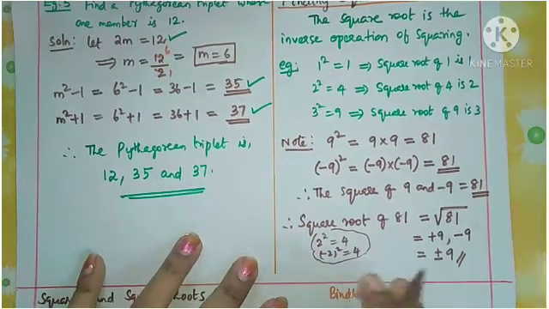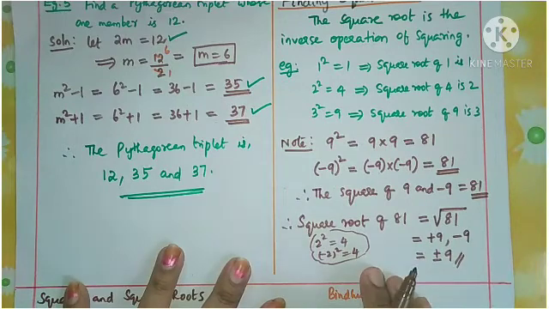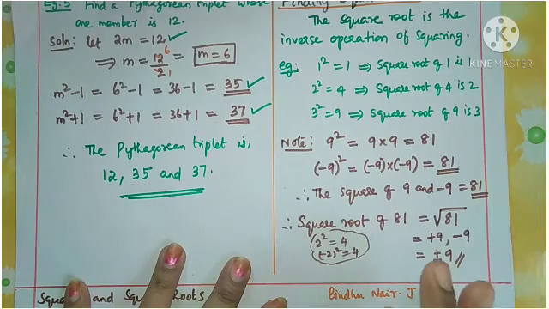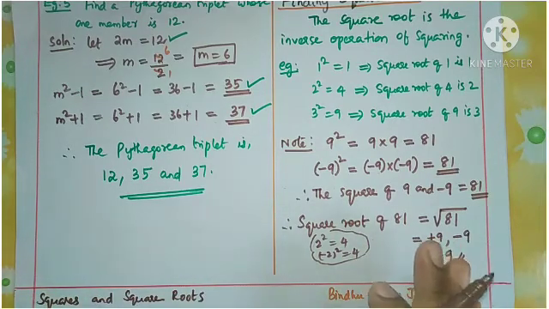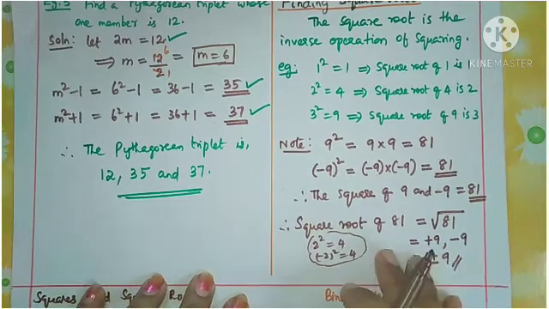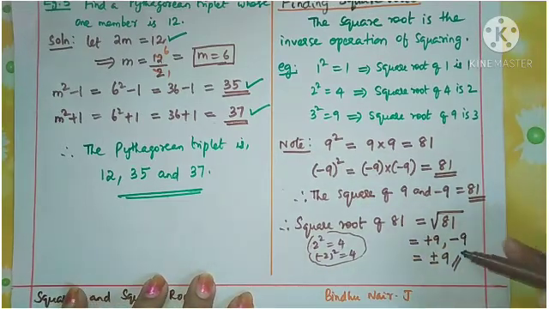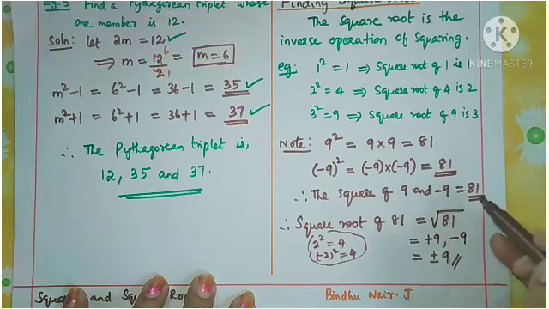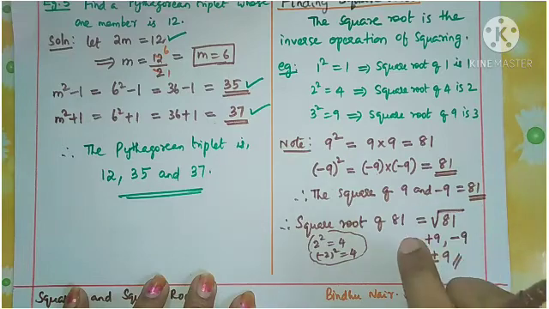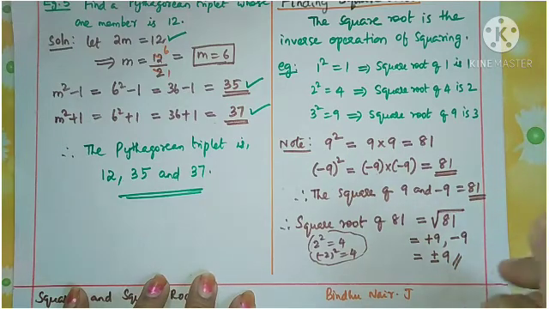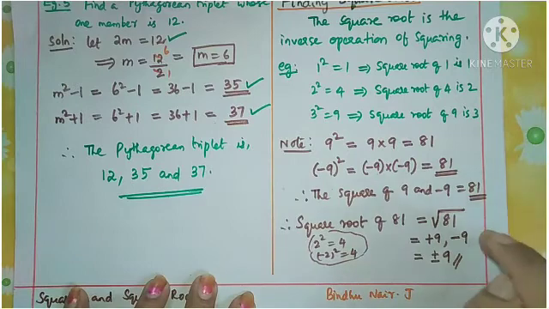But in our syllabus, in our lesson, we only follow the positive square root of a number. We are not taking the negative square root, we are only taking the positive square root. So why I told this is you should understand that a square number actually has two roots. One is positive, one is negative. But in our lesson, in our syllabus, we are only following positive square roots in all the problems.